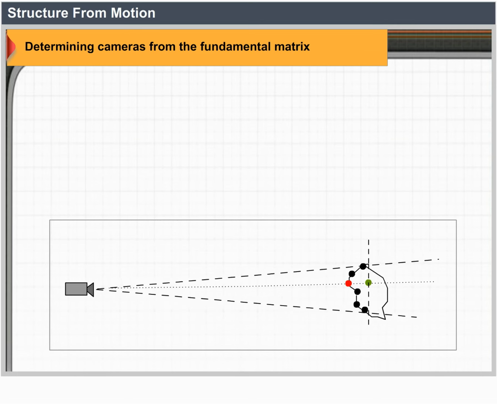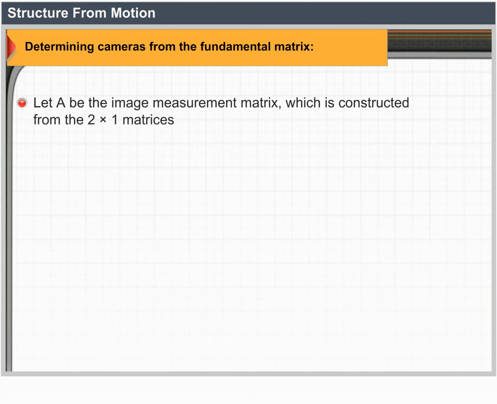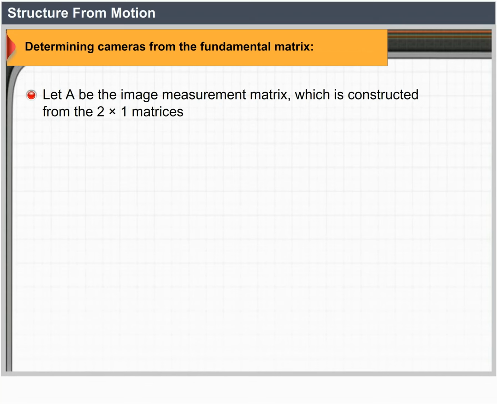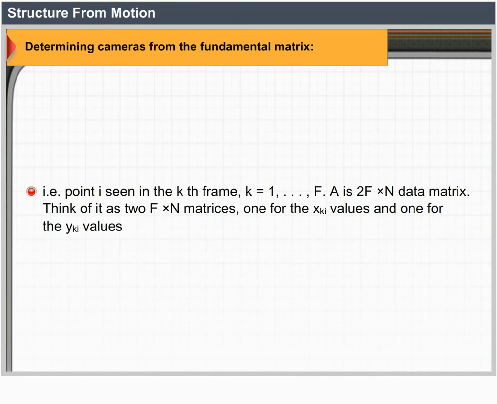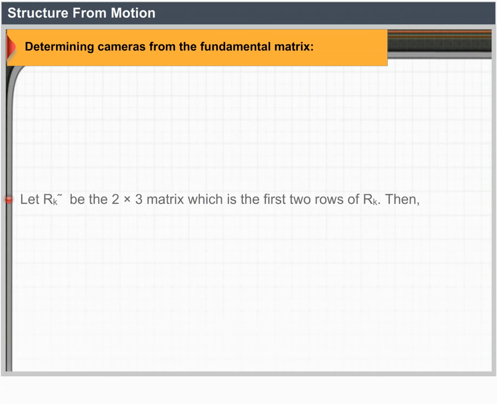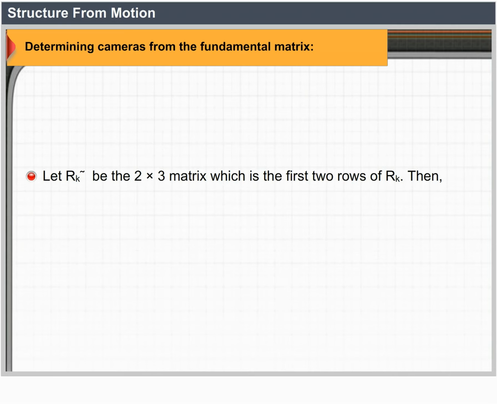Let A be the image measurement matrix, which is constructed from the 2 cross 1 matrices xki, yki, point i seen in the kth frame, k equals 1 going up to F. A is a 2F cross N data matrix. Think of it as 2F cross N matrices, one for the xki values and one for the yki values. Let Rk dash be the 2 cross 3 matrix, which is the first two rows of Rk. Then the xki, yki matrix is given by.